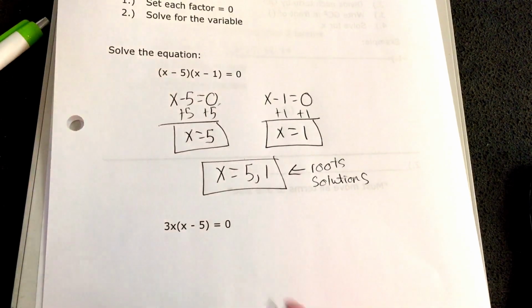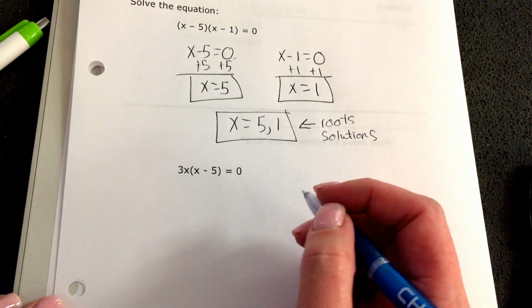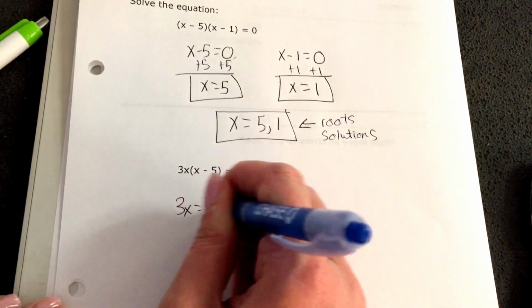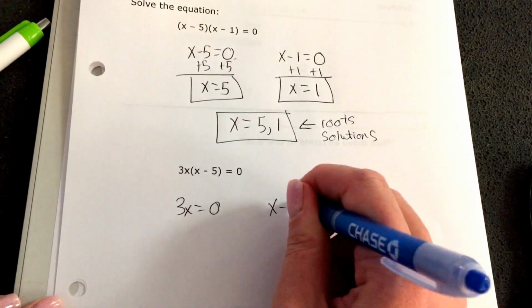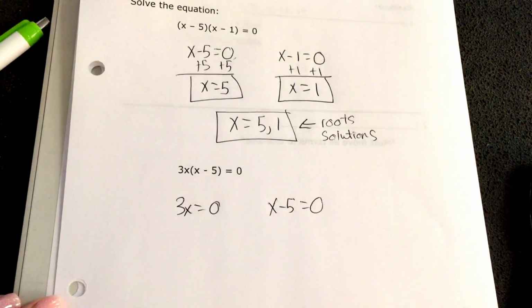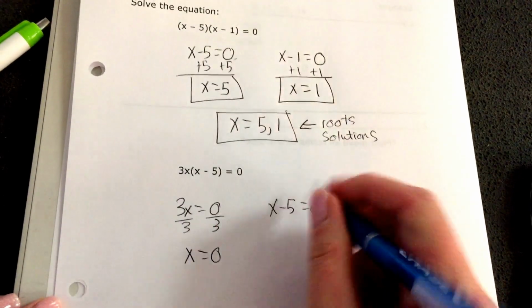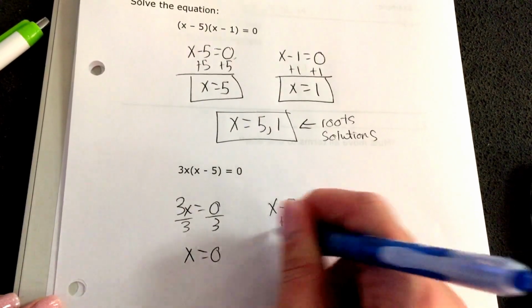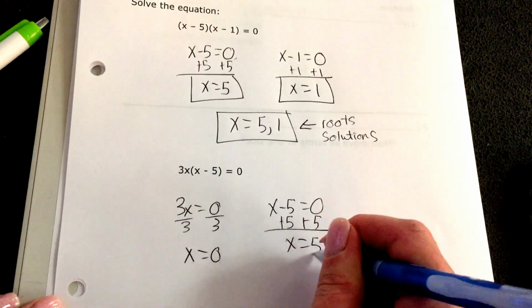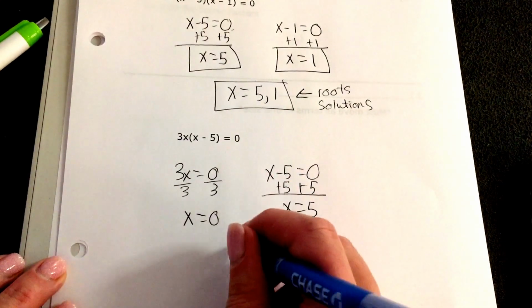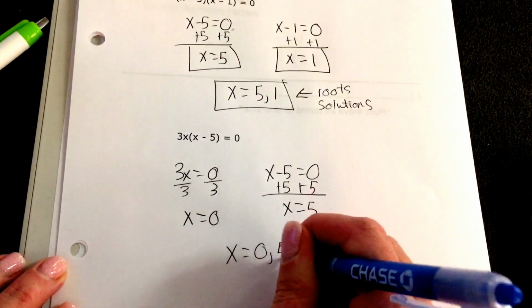So, let's do it again. Here, you're going to set 3x equal to 0, and x minus 5 equal to 0. So what do you do now? Divide by 3. x equals 0. Add 5 to both sides. x equals 5. So your answer is x equals 0, 5.